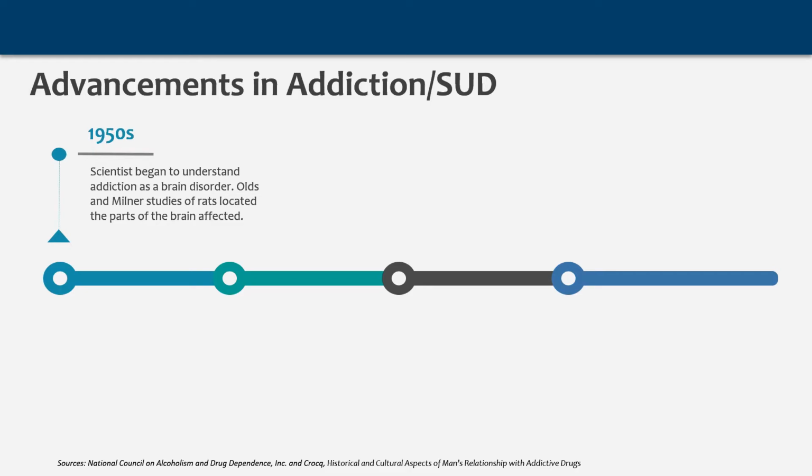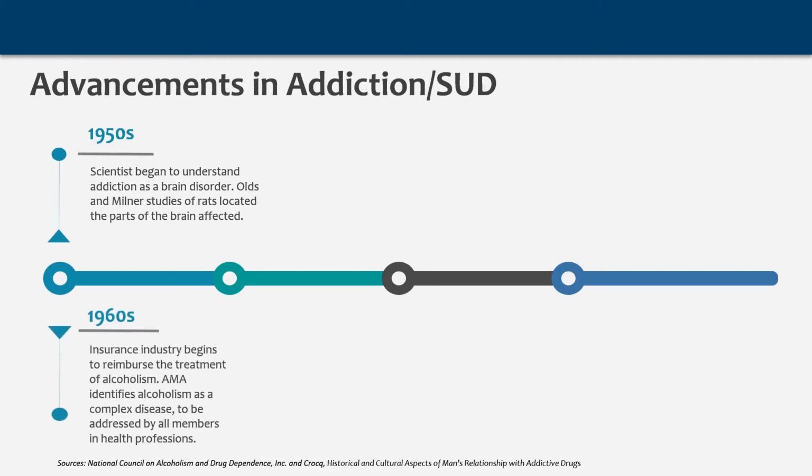Some of the more notable historical marks in addiction and substance use disorder advancements. In the 1950s, scientists began to understand addiction as a brain disorder. Olds and Milner's studies of rats located the parts of the brain affected. In the 1960s, the insurance industry begins to reimburse the treatment of alcoholism. The American Medical Association, AMA, identifies alcoholism as a complex disease to be addressed by all members in health professions.